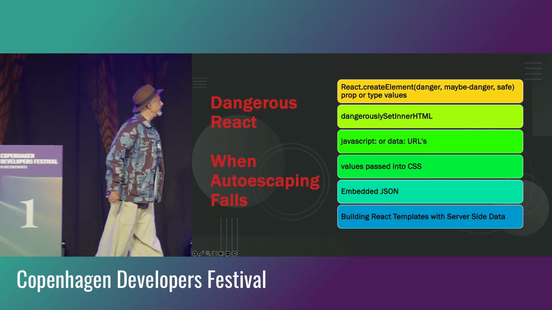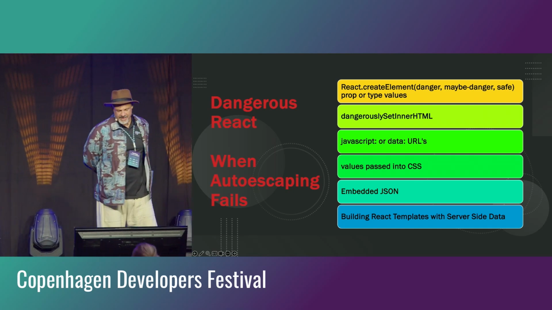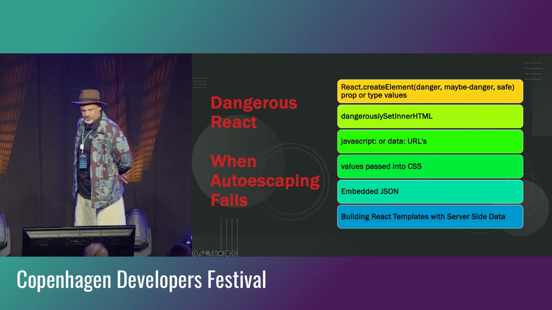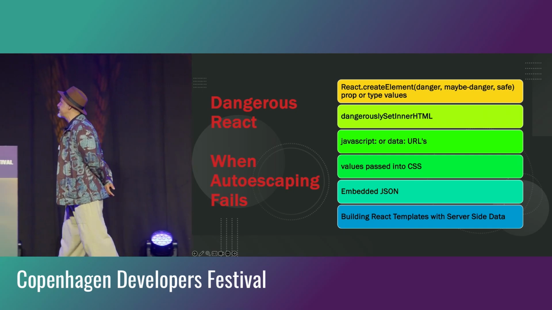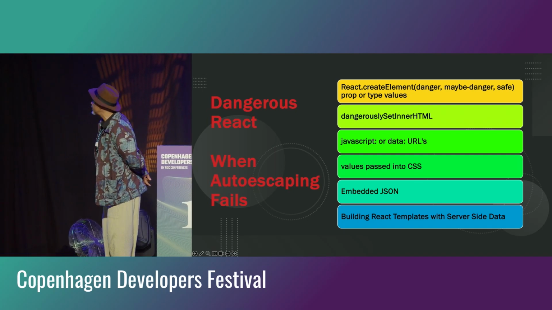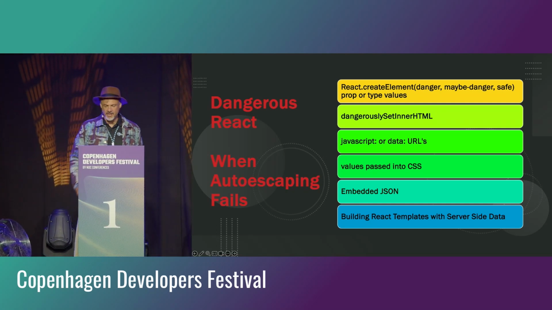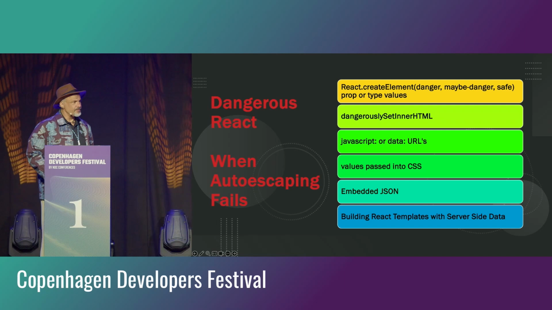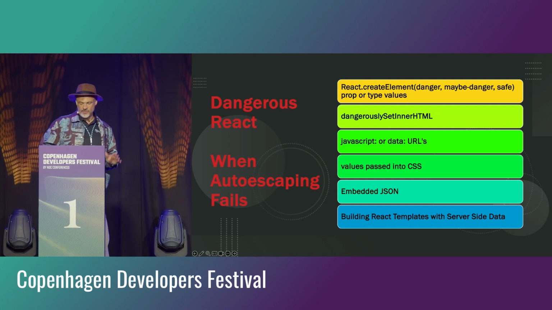So let's look at some other dangerous React patterns. Create element, dangerously set inner HTML, JavaScript URLs, untrusted data being dumped into a styled component, embedding JSON as a performance pattern insecurely, and building React templates with server-side data in a variety of different ways. As a developer, so here, the intro is done. Let's get into it now.